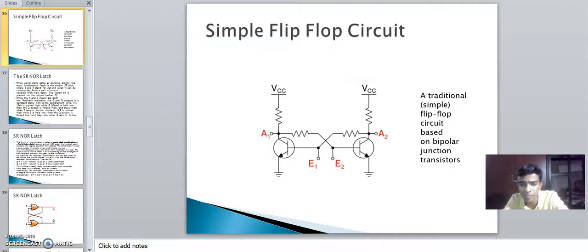So this is a traditional simple flip-flop circuit based on bipolar junction transistors. As we can see, A1 is connected to a transistor and A2 is also connected to a transistor, and these are connected to voltage sources, and the circuit as a whole is a simple flip-flop circuit.